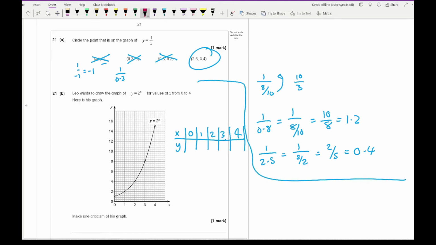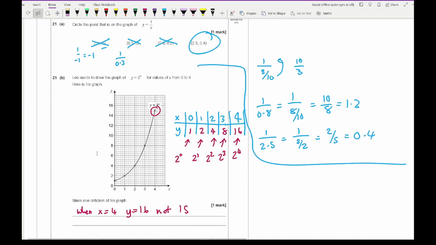So using the graph of y equals 2 to the power x, this value here is going to be 2 to the power 0, which is 1. This value here is going to be 2 to the power 1, which is 2. This one here is going to be 2 to the power of 2, which is 4. 2 to the power 3, which is 8. And that's going to be 2 to the power of 4, which is 16. So looking at this, we can see straight away that when x equals 4, y should equal 16, not 15, which is what Leo has plotted. Then the other values are correct, it's just that one that is wrong.